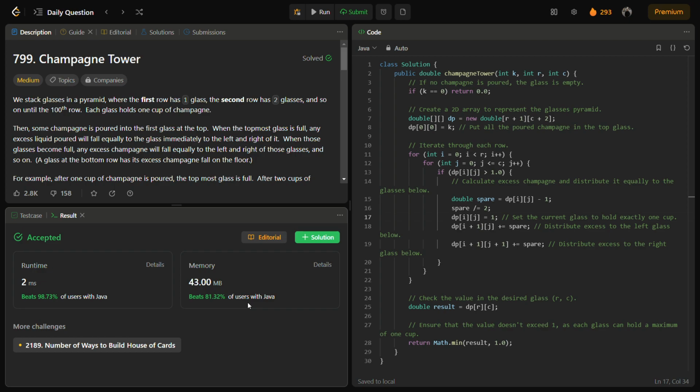So if we talk about the conclusion of the solution, each glass can have a maximum of 1 cup of champagne, so we distribute the excess champagne to adjacent glasses as evenly as possible. This approach ensures an efficient simulation of the pouring process and helps us find the amount of champagne.